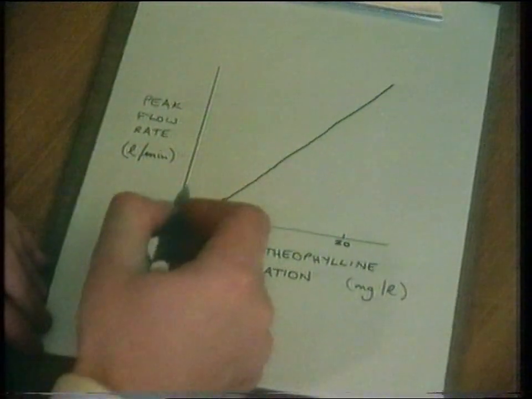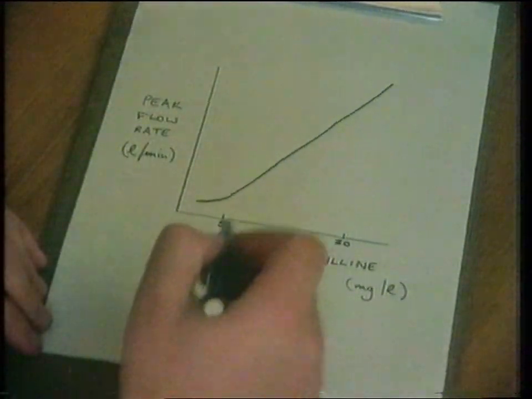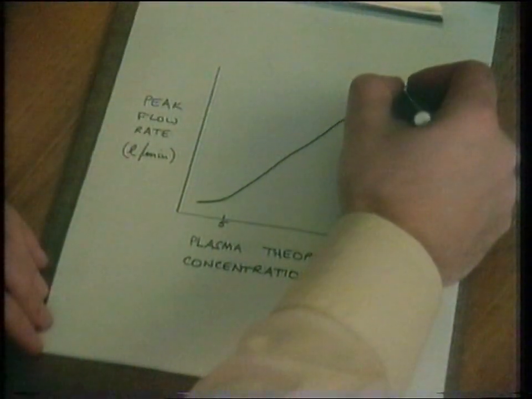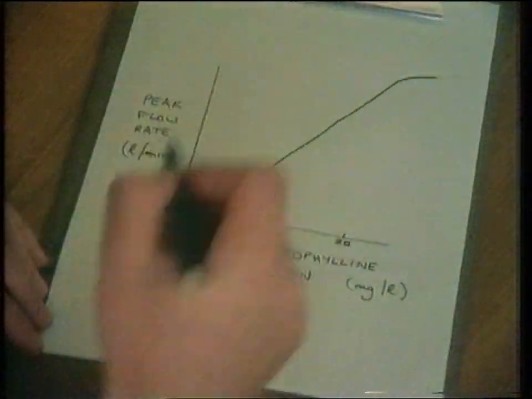If the plasma theophylline concentration is less than 5, there's very little effect. And at values greater than 20 milligrams per litre, there's very little additional beneficial effect. Plus the fact that at that time the patient is likely to become toxic from the effects of the drug. By that I mean he may feel nauseated, or he may even vomit. In severe cases he may have a convulsion. Obviously we don't want to make the patient toxic.